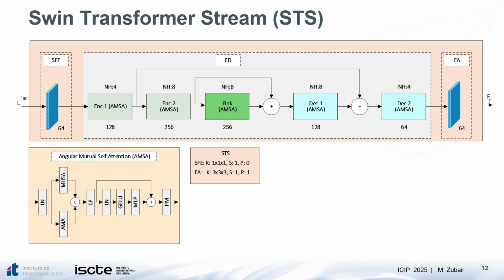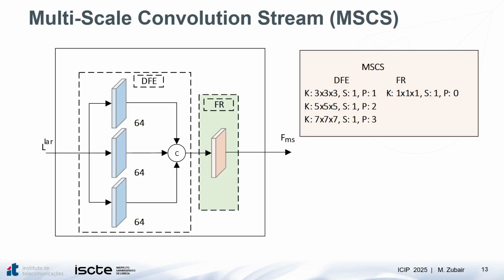These features are at the end passed to the patch merging layer where we perform spatial upsampling and downsampling operations. Now I move to the next slide that is related to the second stream, the multiscale convolution stream. The multiscale convolution stream consists of three parallel 3D convolution layers, and each convolution layer has a different kernel size, due to which they are able to extract multiscale features.